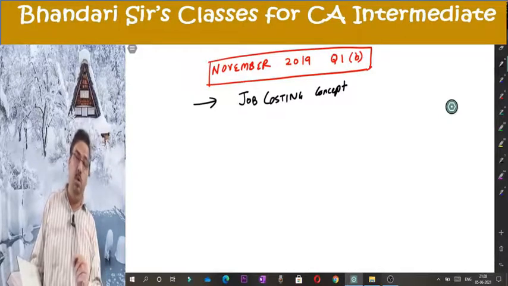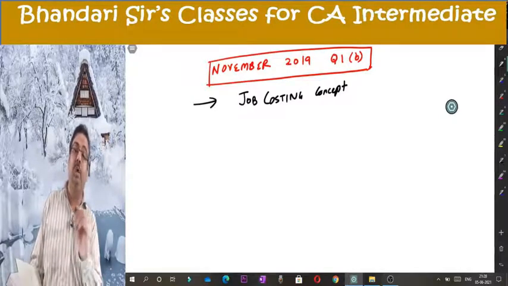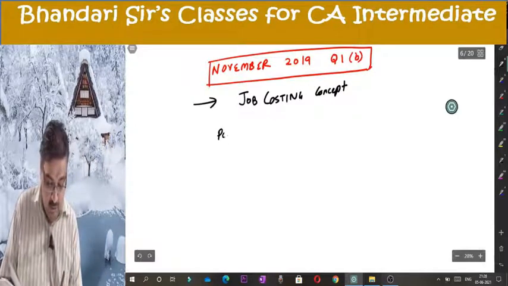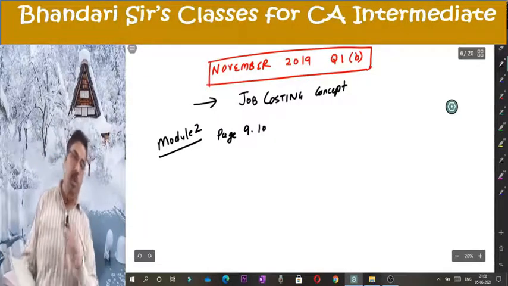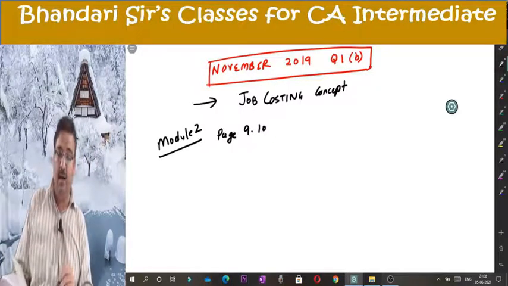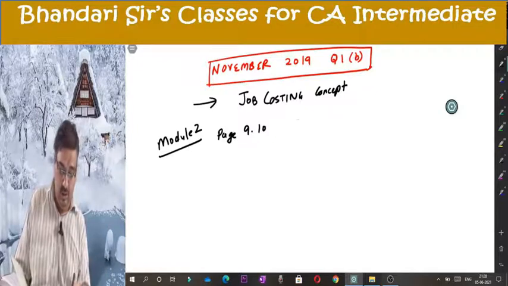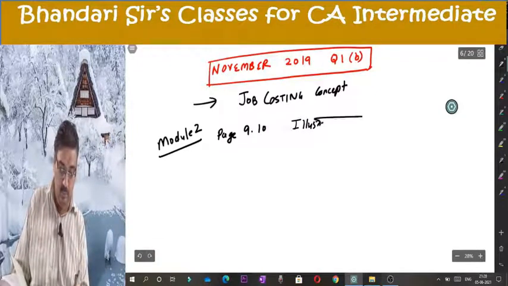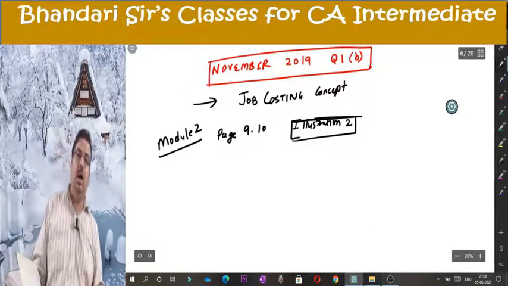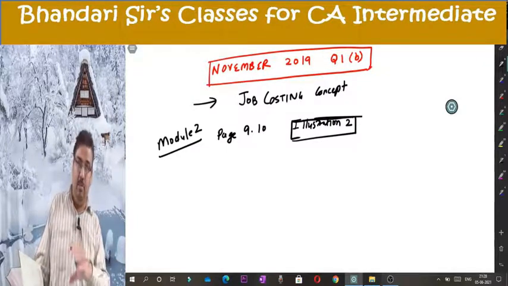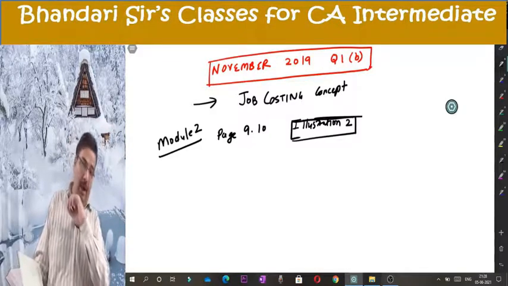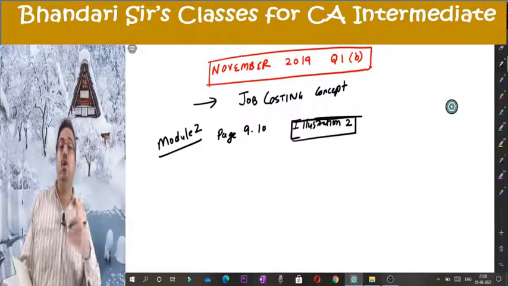When you look into your module, which is latest May 2021 edition, on page 9.10, this is module 2, chapter number 9, institute module, ICAI module. You get there exactly similar question, which is illustration number 2. Now this illustration I will be explaining in detail. In my running class I have done that, I will put a clip of that. It's all explained how to solve it, how to make a job cost sheet.